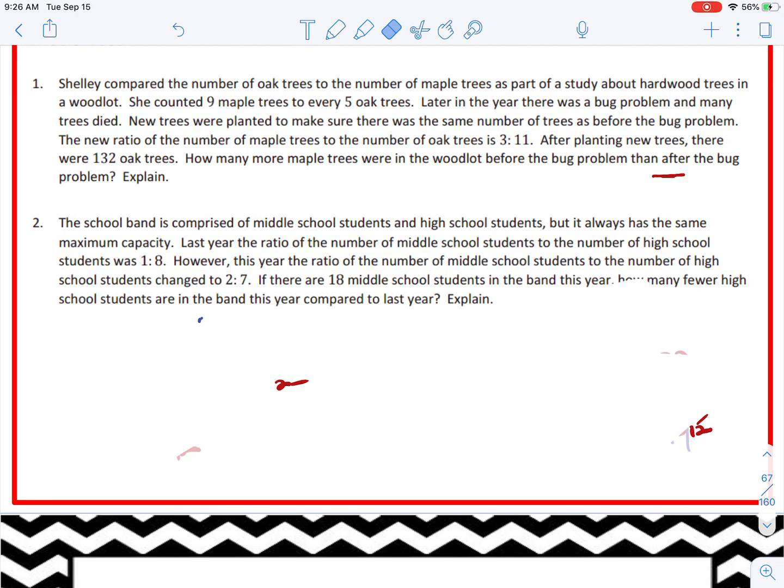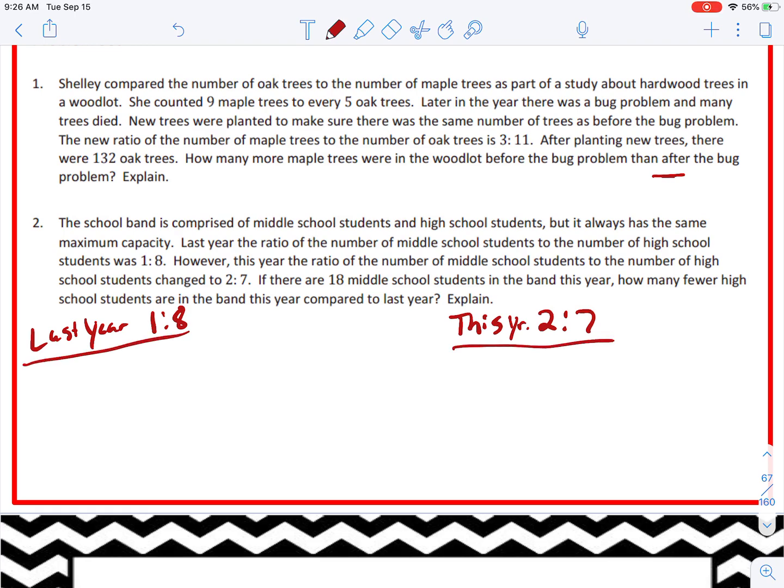Number 2 says the school band is comprised of middle school students and high school students, but it always has the same maximum capacity. Last year, the ratio of the number of middle school students to the number of high school students was 1 to 8. Okay, and this is last year, 1 to 8. However, this year, the ratio of middle school students to the number of high school students changed to 2 to 7. Okay, so those are our two ratios.